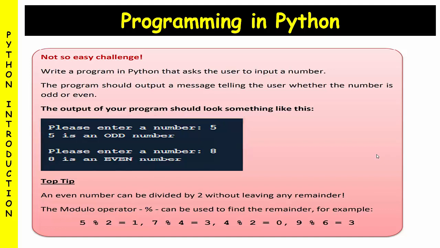Now, a top tip for this not so easy challenge is an even number can be divided by 2 without leaving any remainder. So the modular operator percentage can be used to find the remainder. And there's an example below.